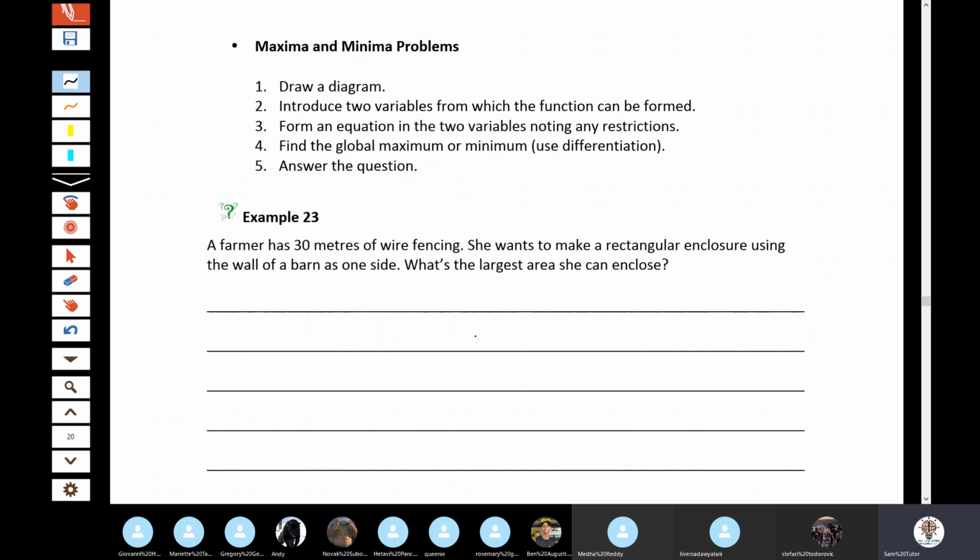Max min problems. We did do a bit of it last week. I think I introduced it, but I think we'll just revise it again just to go through this. There are 5 steps there. Draw a diagram, helps when there's no diagram. Your band 6 ones always have a diagram, so you probably don't need number 1. Introduce 2 variables, so you need 2 equations. Form an equation in the 2 variables, noting any restrictions. So like, sometimes it's distance. Distance has to be positive always. I think area has to be positive always. Find the global maximum minimum. So find the maximum minimum of that. So use differentiation.